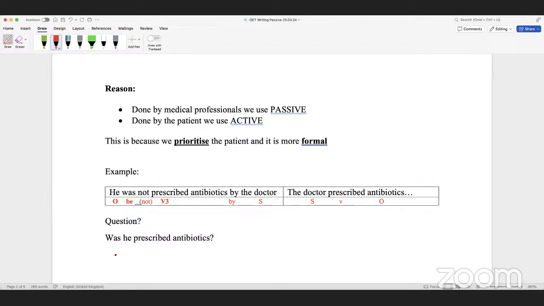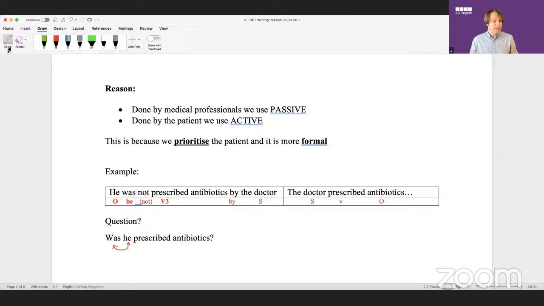And as usual, to make a question, what do we do? We move the subject and the auxiliary. We change them. It's called inversion. You just change the subject and the auxiliary round, right? You can say, I have eaten pizza, or have I eaten pizza? Okay, so that's the question form.